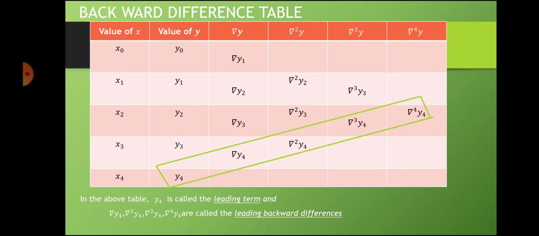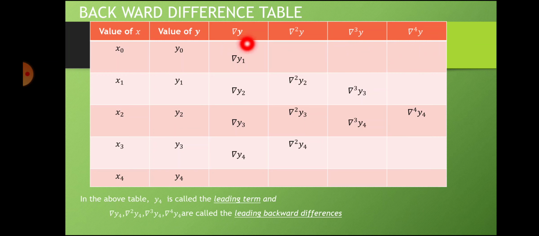In this backward difference table, we have taken the values of x and values of y and del y, del square y, del cube y, del power 4 y. How do we know what the last difference is that we need to calculate? The number of entries minus 1 is the last difference that we need to calculate. Here in this table we have x0, x1, x2, x3 and x4. We have 5 entries, so we need to calculate up to del power 4 y difference.